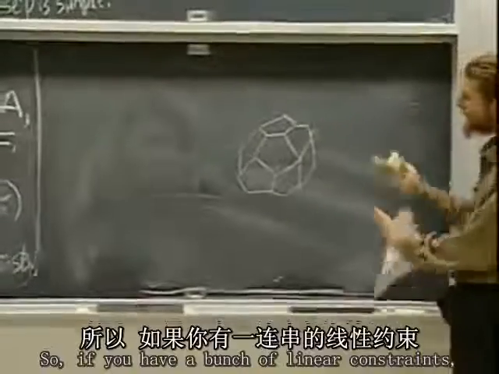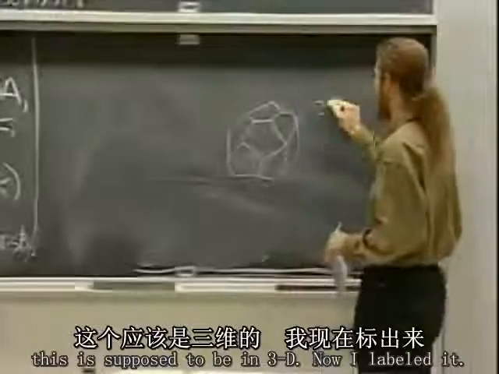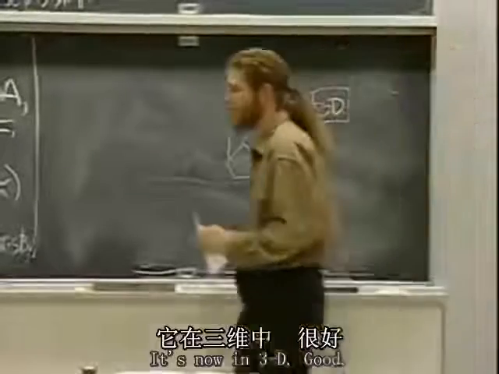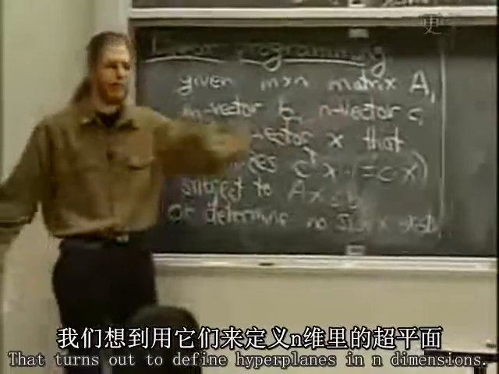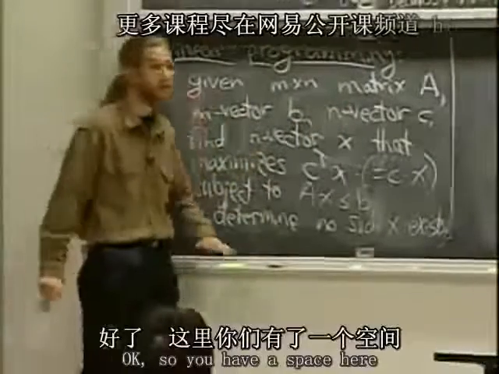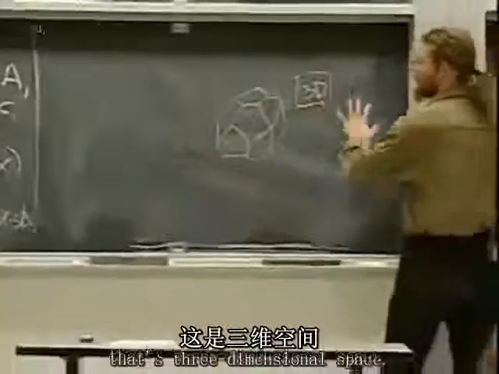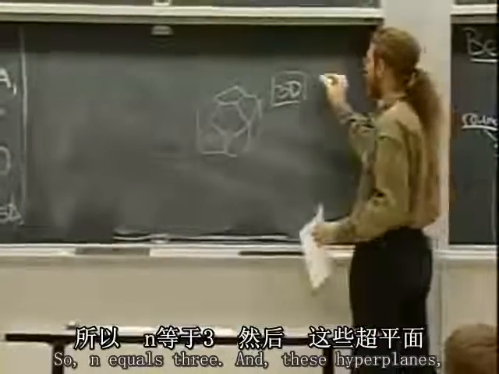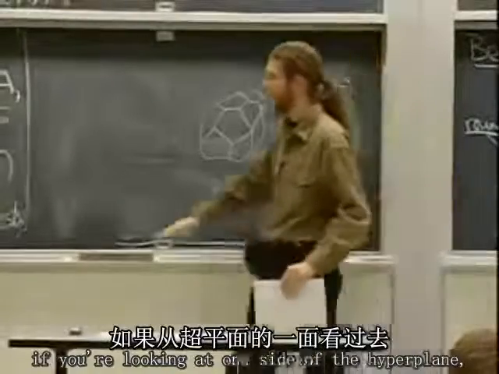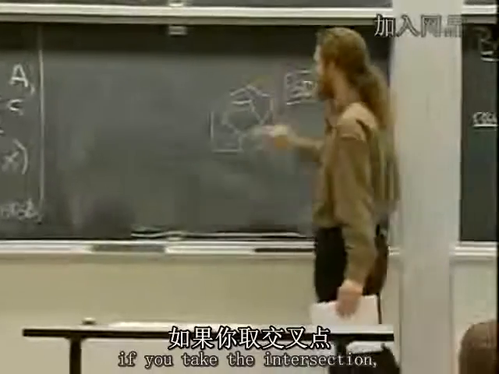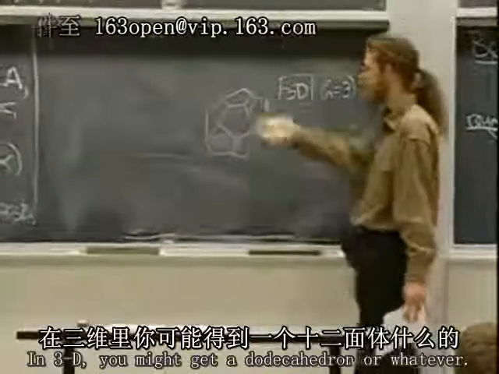Okay, so if you have a bunch of linear constraints, this is supposed to be in 3D. Okay, now I labeled it, it's now in 3D. Good. So you have these linear constraints, that turns out to define hyperplanes in n dimensions. Here is three-dimensional space, so n equals 3. And these hyperplanes, if you're looking at one side of the hyperplane, that's the less than or equal to, you take the intersection, you get some convex polytope or polyhedron. In 3D, you might get a dodecahedron or whatever.